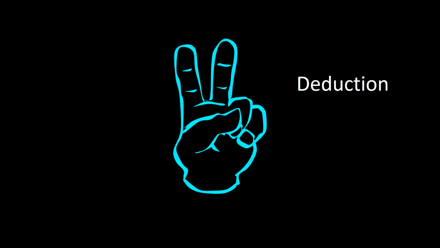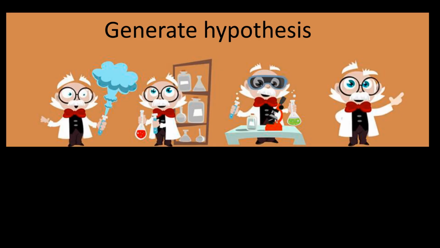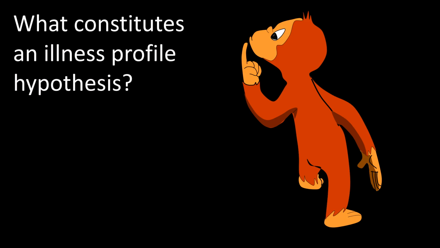The second deduction is the illness profile, to which we have previously alluded. The purpose of developing an illness profile is to, based on it, generate an illness profile hypothesis regarding the nature of the process affecting the patient, and to test the just developed hypothesis against other information gathered during the rest of the interview. What constitutes the illness profile hypothesis?